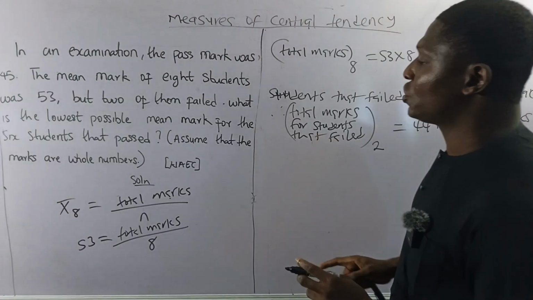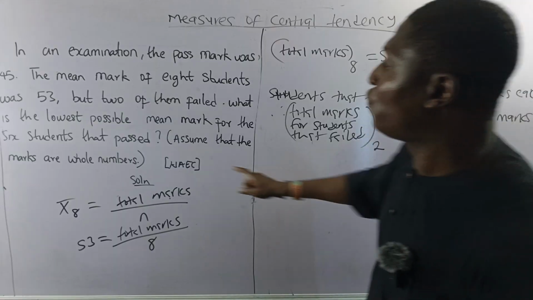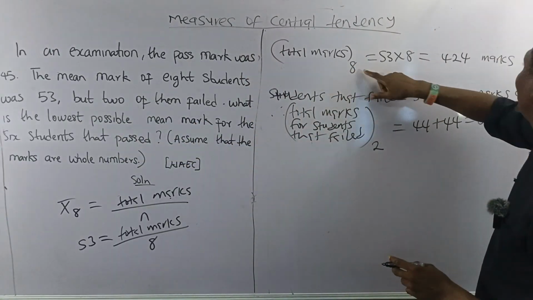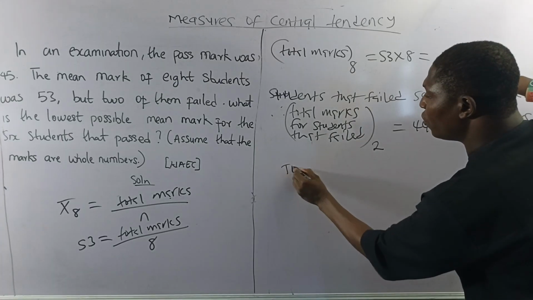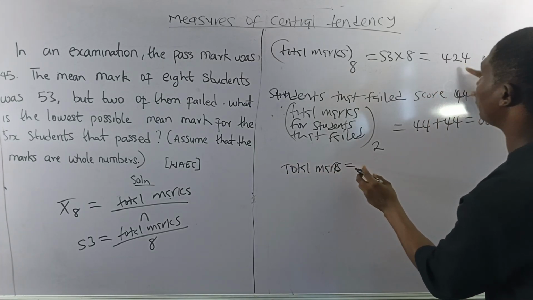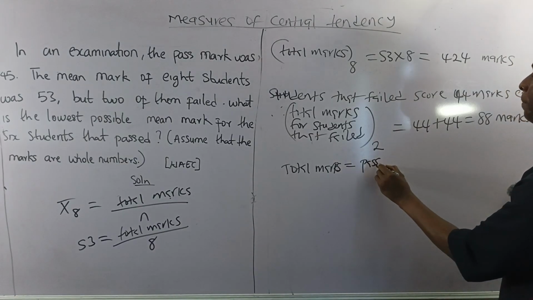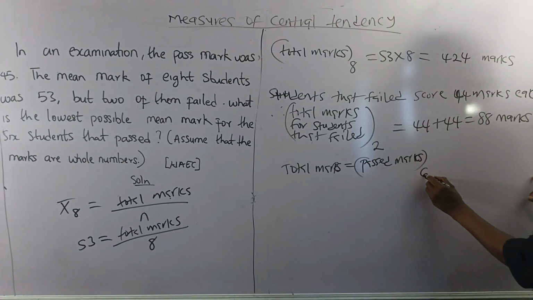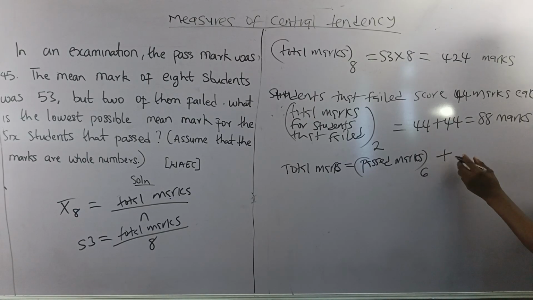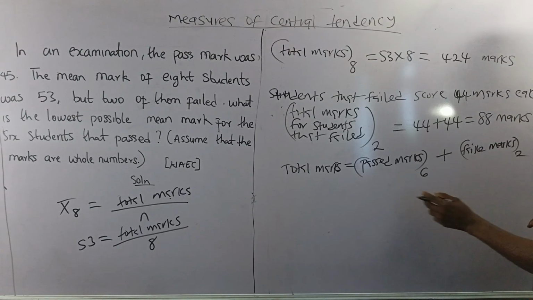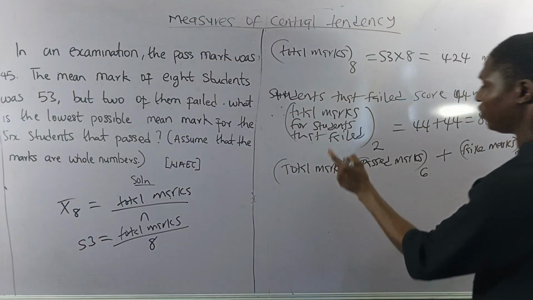Now, the score of the total students, which is 8 students, is this. So we know that total marks is equal to what? Passed marks, which is for 6 students, plus failed marks for 2 students. Total marks was with 8 because there are 8 students.